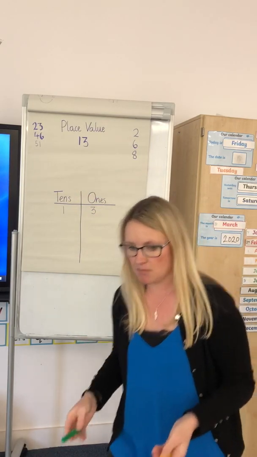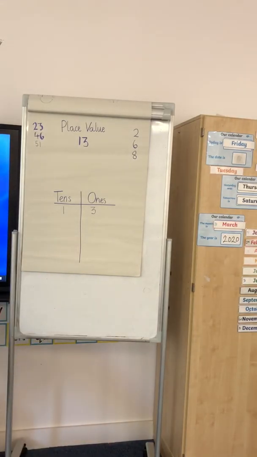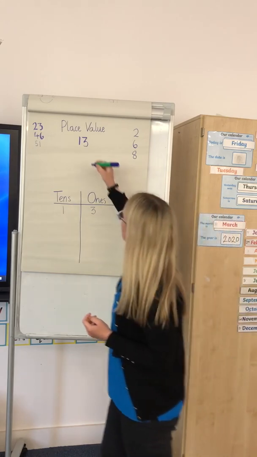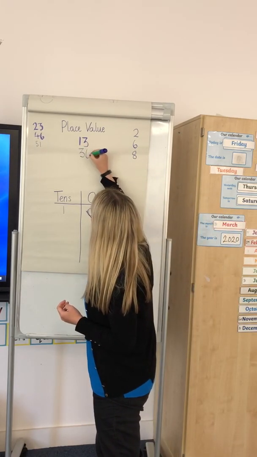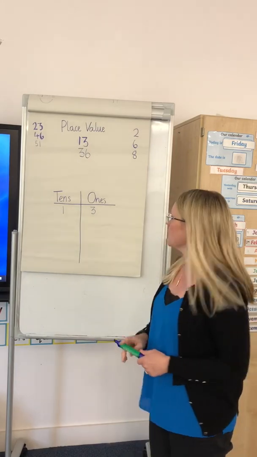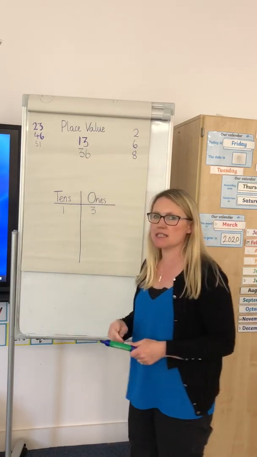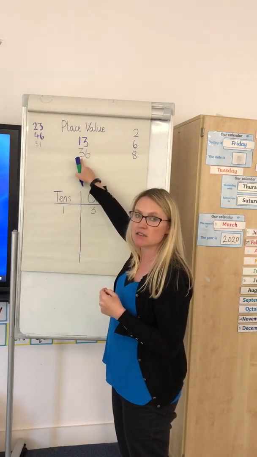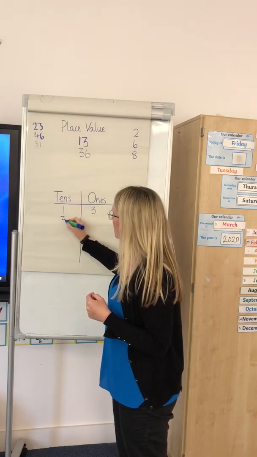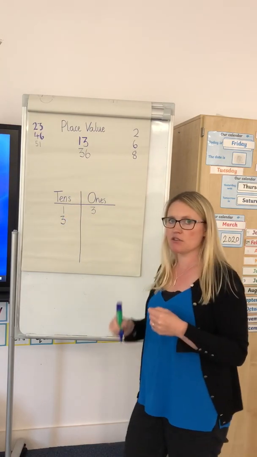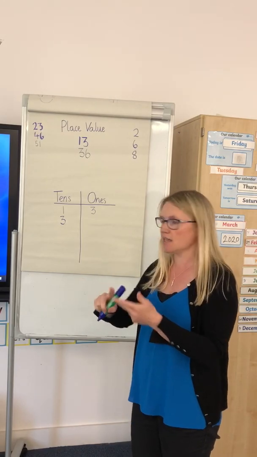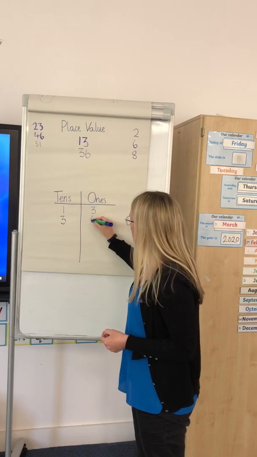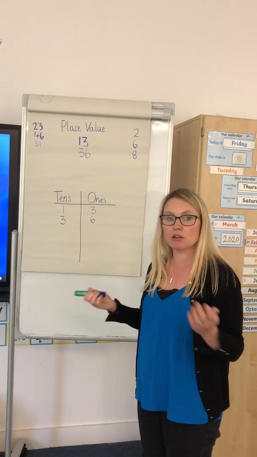Okay, let's look at another number. This time we're going to look at the number 36. Quite a lot bigger. So, how many tens does my number 36 have? The three tens goes into this column. And remember it's 3 tens. So 3 tens is 10, 20, 30. So this represents 30, 3 tens. And then 6 ones. So I'm going to show you what that would look like with cubes.